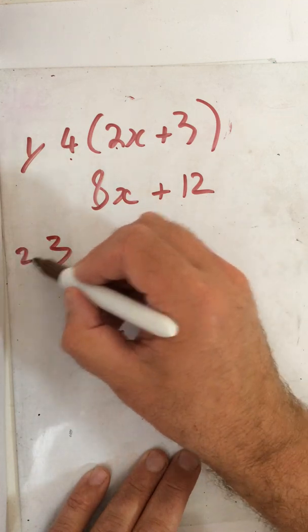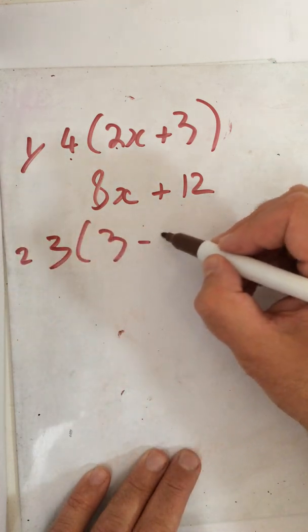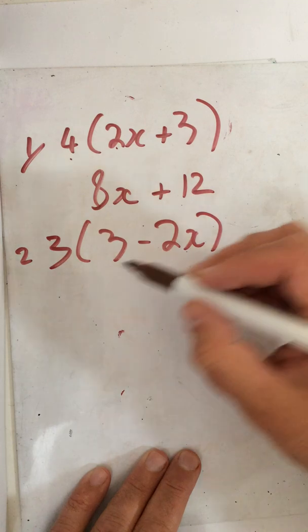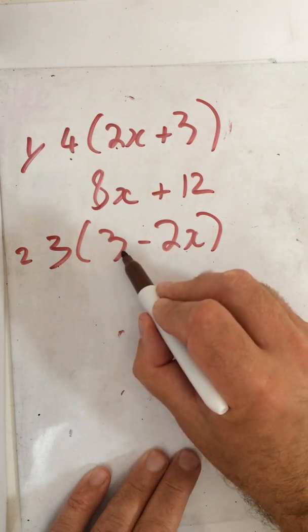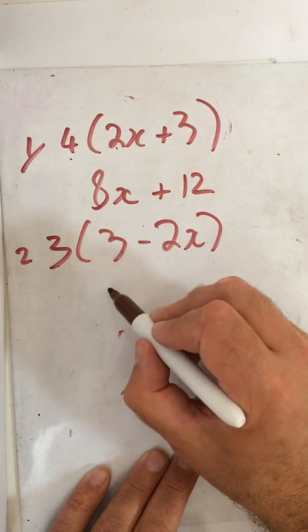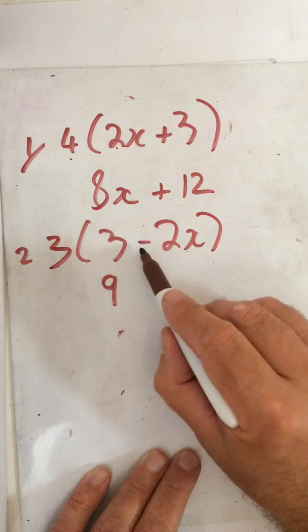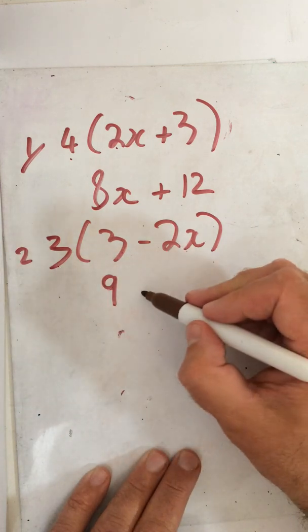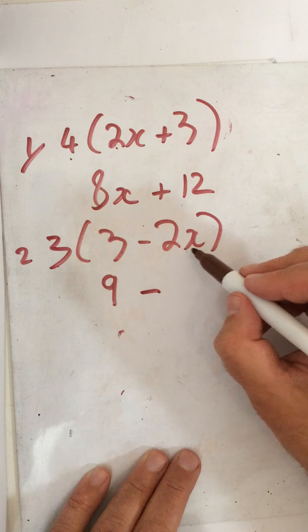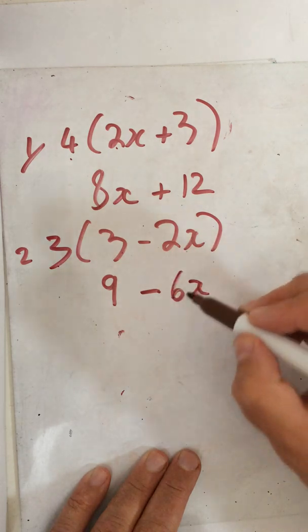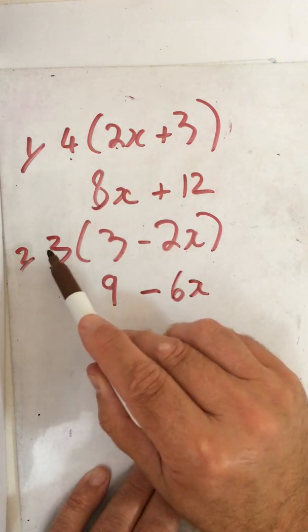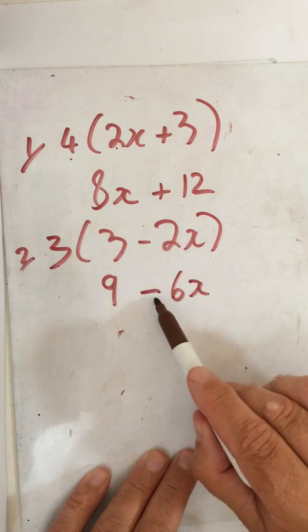Second one, 3 minus 2x. Again, 3 times 3, number outside, times by the number inside. Then 3 times minus 2x. 3 times 2x is 6x, so minus 6x. Okay, positive multiplied by negative will give you a negative.